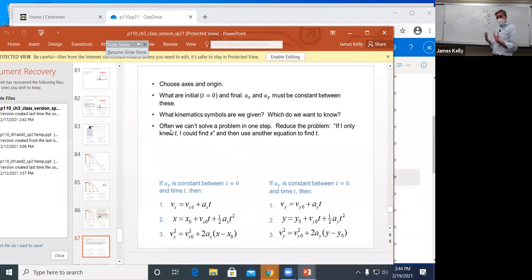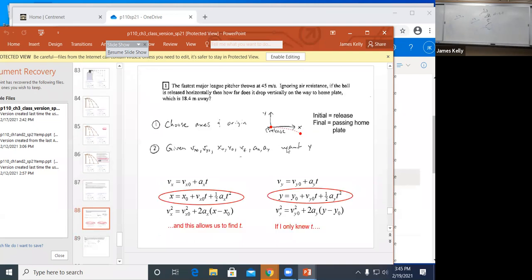But unlike what we saw in chapter 2, it's almost never a one and done. You're going to find you grab an equation that allows you to solve for the variable you want, and there's still another unknown variable in there. So you can reduce it to: if I only knew t, then I could solve for x, which is what I want. And now I can go and look for something that will help me solve for t. Let's see an example of this.